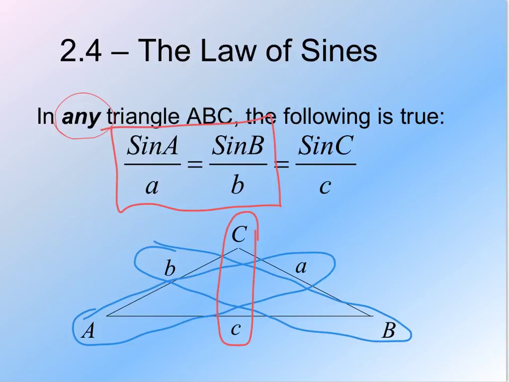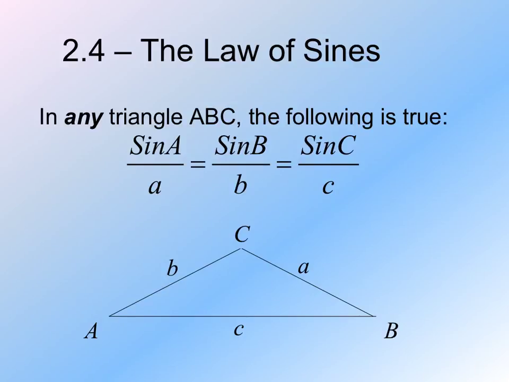We can also group the sine of B over B with the sine of C over C, and if we wish, we can match up the sine of A over A with the sine of C over C, as long as we're taking basically 2 out of these 3 fractions at once. When we do so, of course, we set up a proportion, which we solve by cross multiply.